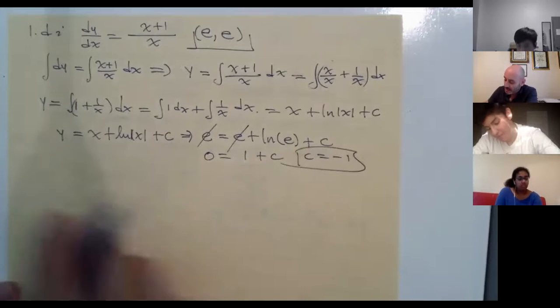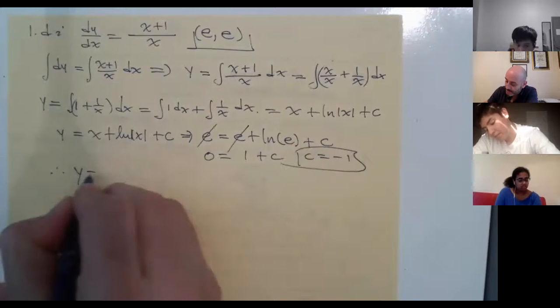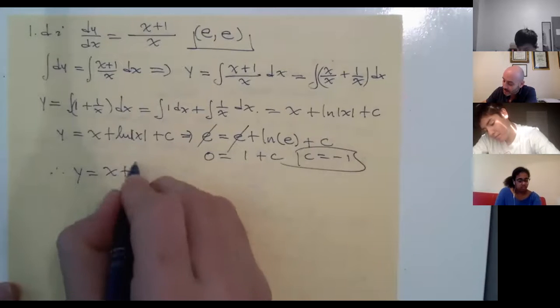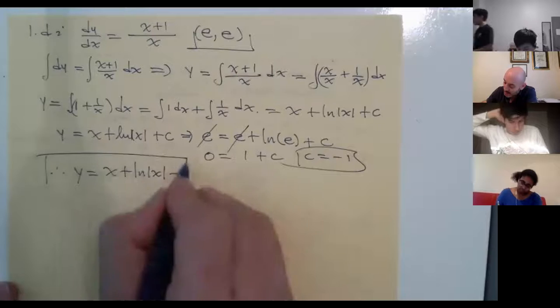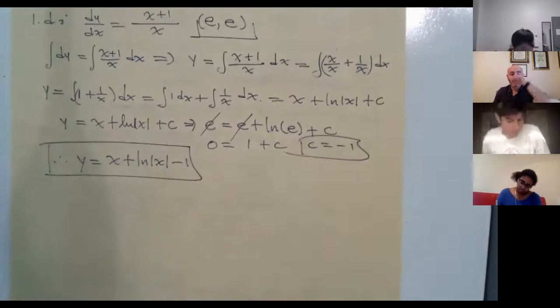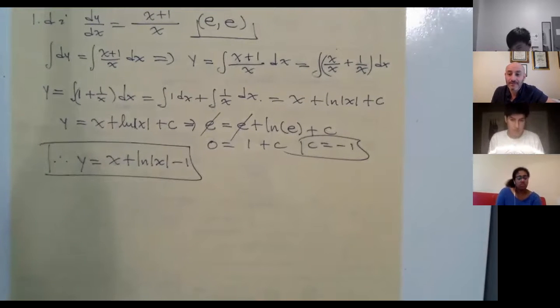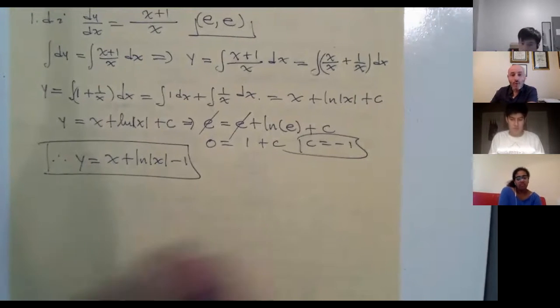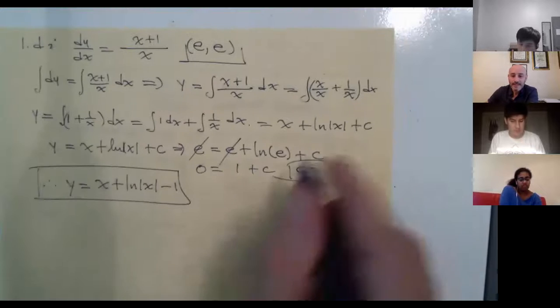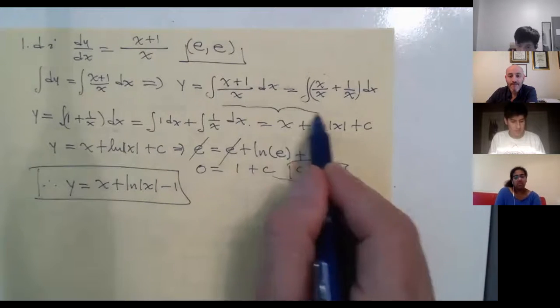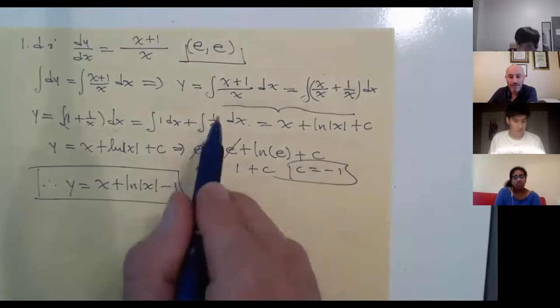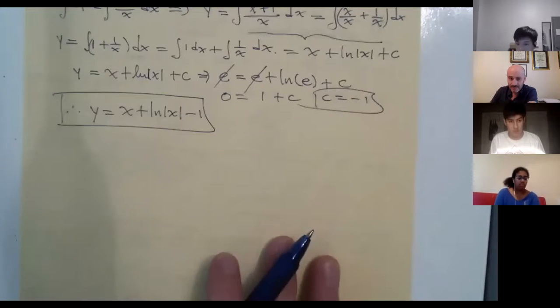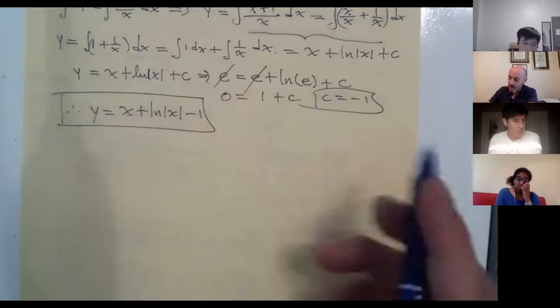So y equals x plus ln of the absolute value of x minus 1. So this is my final answer. Final answer? Yes, final answer. All right. So what did we learn? Simplify before taking the antiderivative, okay? When possible, simplify, then you take the antiderivative.